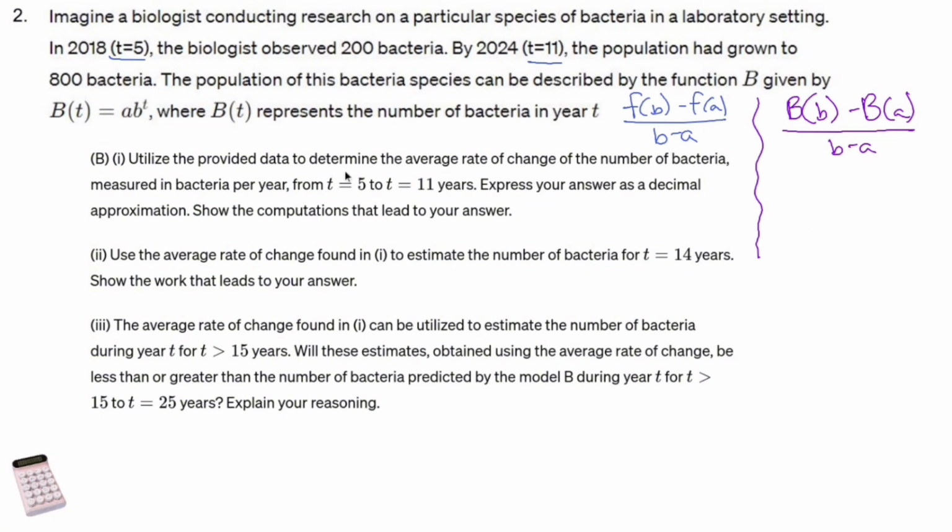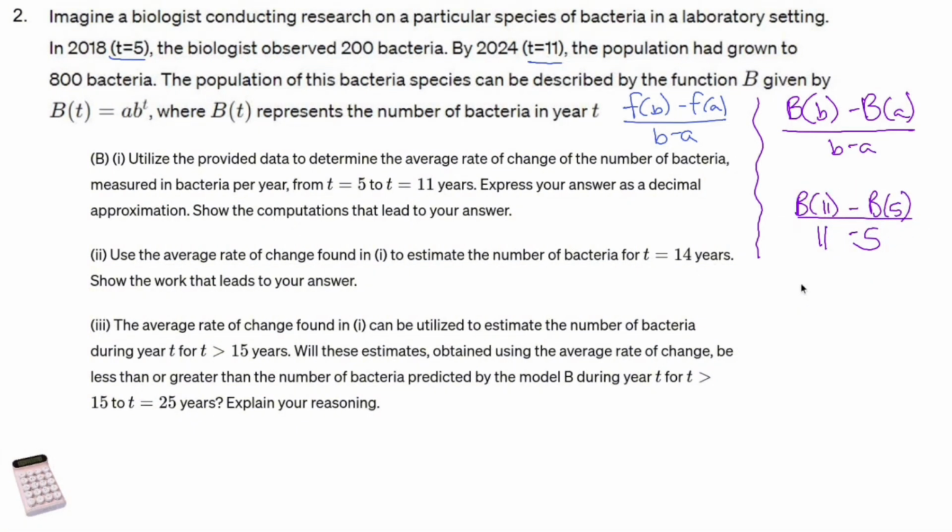Okay, now I know what these are. These are going to be my b and my a, so you're going to be 5 and 11, but let's do 11 minus 5 in that order. I don't know why I would put it the other way. B of 11, I'll deal with in a second, minus B of 5.